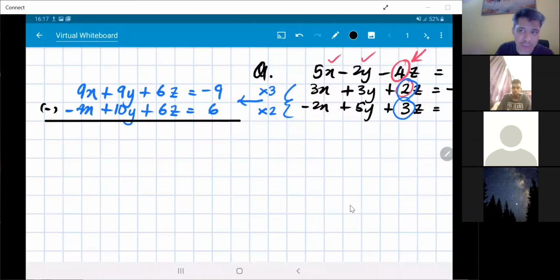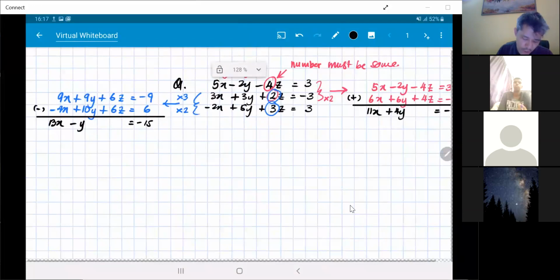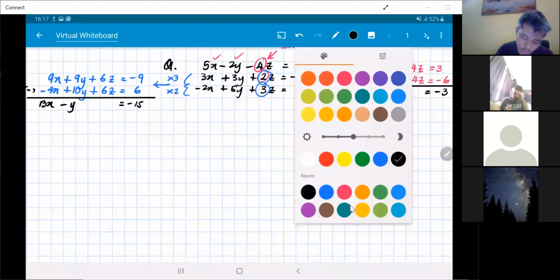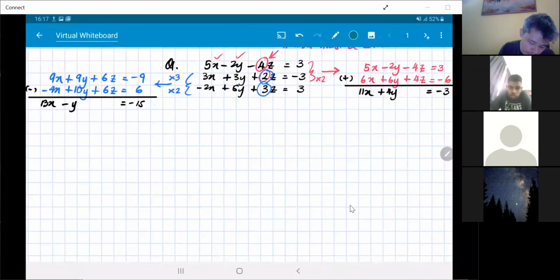Okay, so we minus the rest. 9 minus negative 4, that will give you 13x. 9y minus 10y, that will give you negative 1y, or I can just write negative y. Sama dengan negative 9 minus 6 will give you negative 15. Okay, so this is the second equation. So I want you to realize that the reason we are doing this because we get this equation and we get this equation here, nampak?